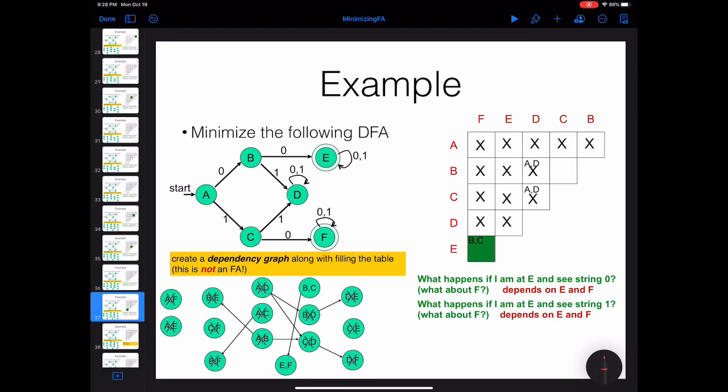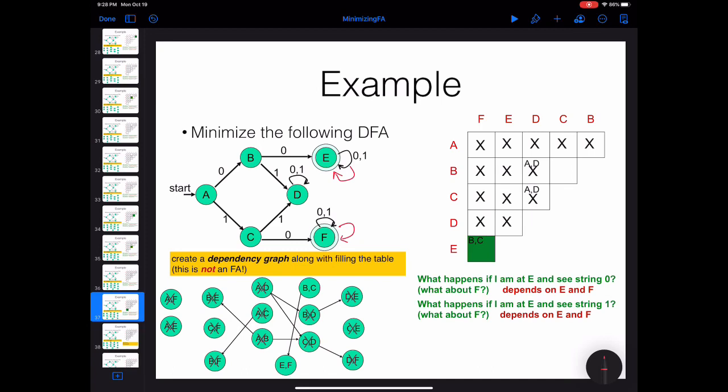And the last cell to check is here in the last row, E and F. Let's see what would happen over different transitions. From E, over the transition of 0, you are going to E. And from F, over the transition of 0, you are going to F.